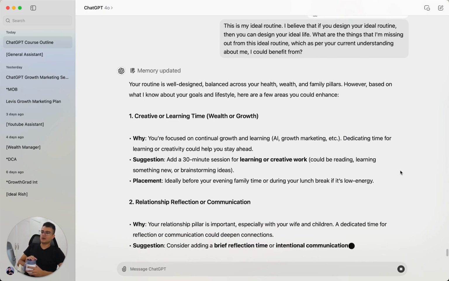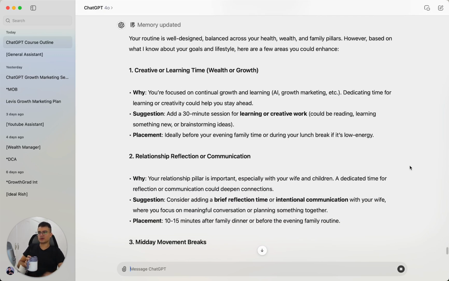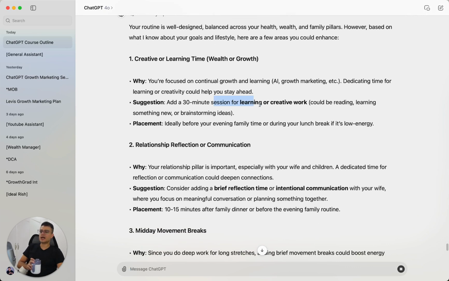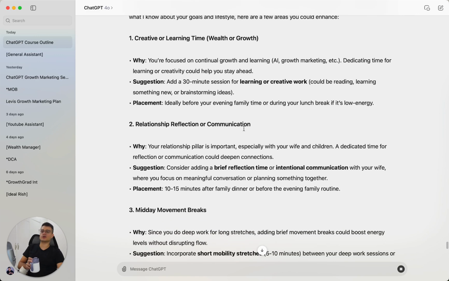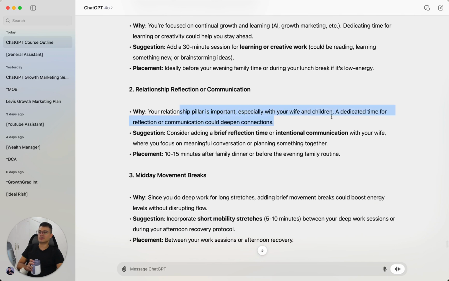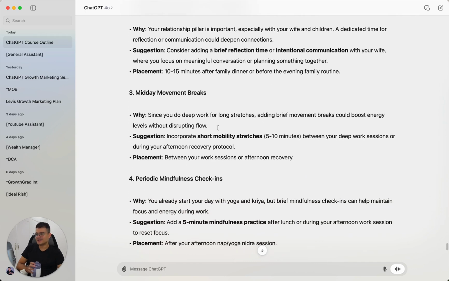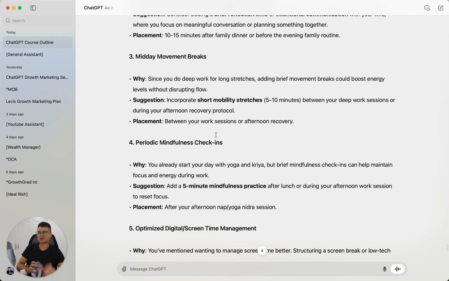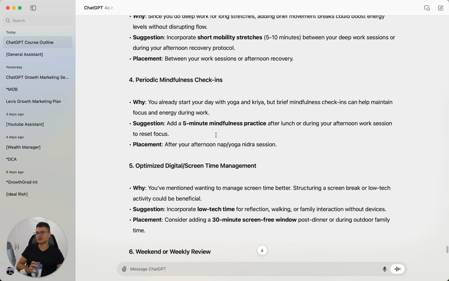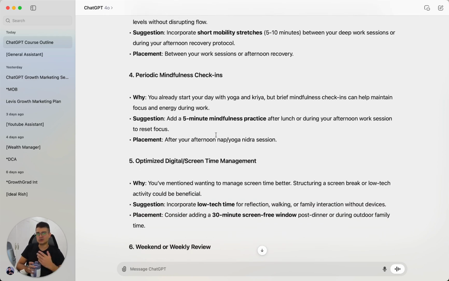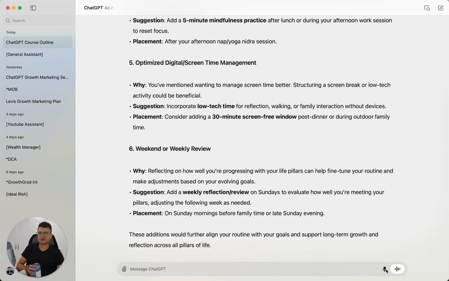So while I am focusing on growth, I should have some dedicated sessions about learning or creative work. This is something I really want to add. Your relationship pillar is very important, especially your wife and children, dedicated time for reflection. This, I think, is a little bit more Western. Just kidding. Midday movement breaks, that's interesting. So after the deep work sessions, I can move a little bit more. So you see that I'm actually being able to use ChatGPT to improve my life. And we're going to do some fun stuff from here.